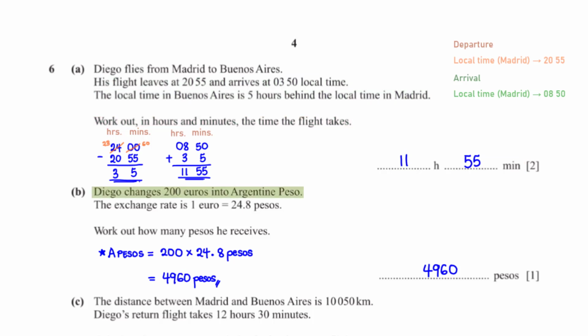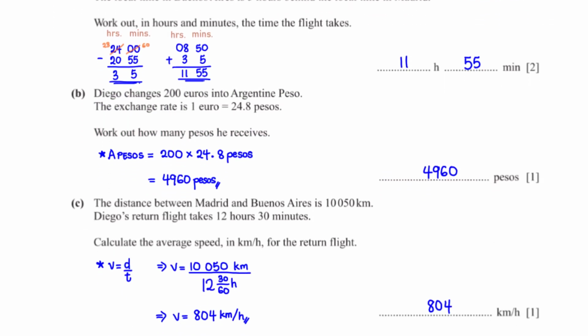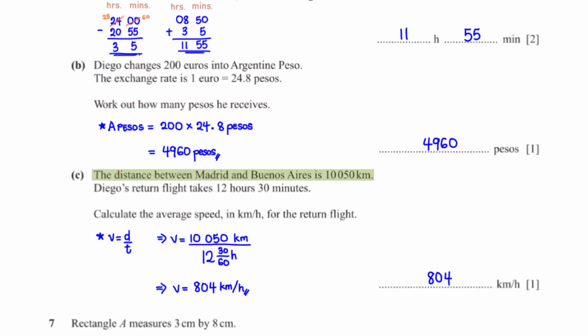Diego changes 200 euros into Argentine peso. The exchange rate is 1 euro equals 24.8 pesos. Work out how many pesos he receives. To get the number of pesos he receives, we simply multiply 200 by 24.8 pesos, which is equal to 4,960 pesos.